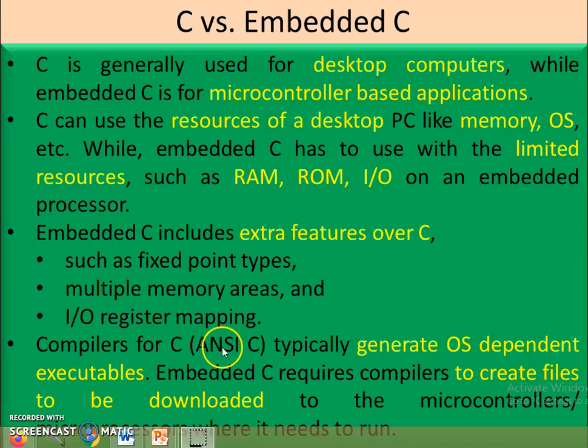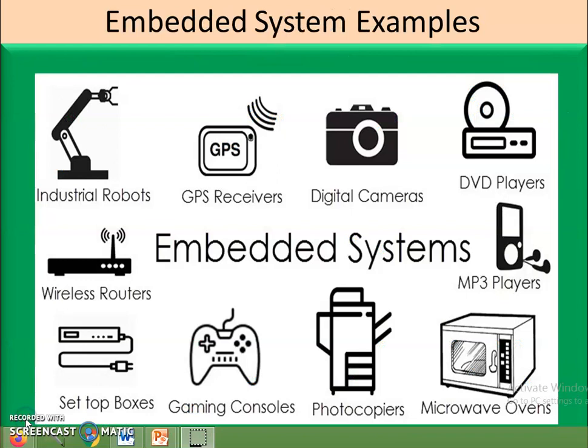Compilers for ANSI C typically generate OS-dependent executables. Embedded C requires compilers to create a file to be downloaded to the microcontroller or microprocessor where it needs to run. These are a few embedded system examples.